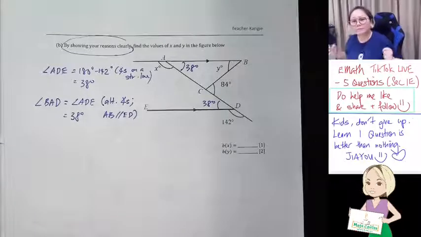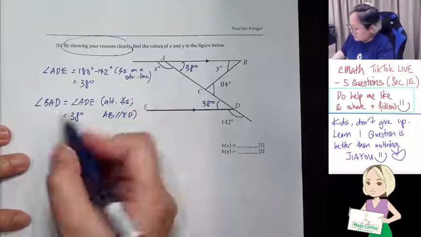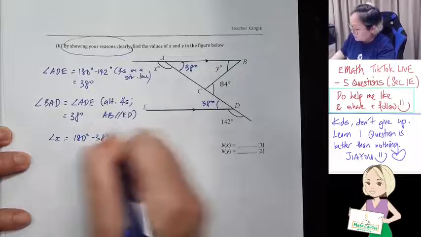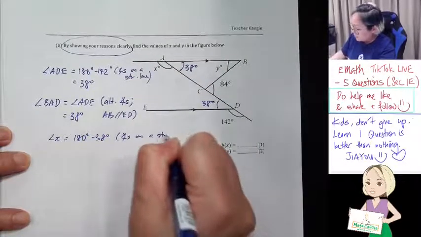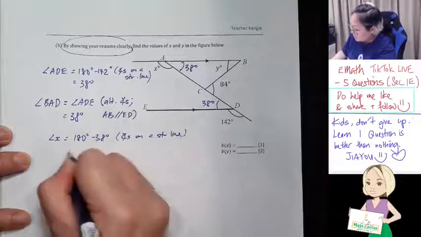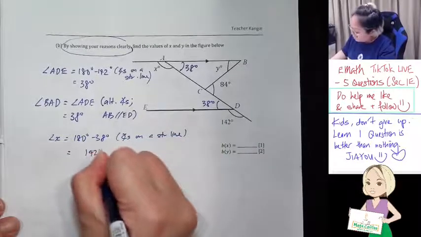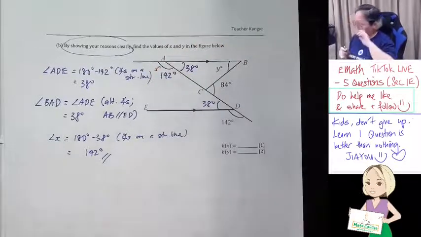Okay. Next is, you want to solve x. So angle x, easy, just 180 minus 38, because this is on a straight line. So angles on a straight line. So 180 minus 38, it will give me 142 degree. Done. So my x is 142 degree.